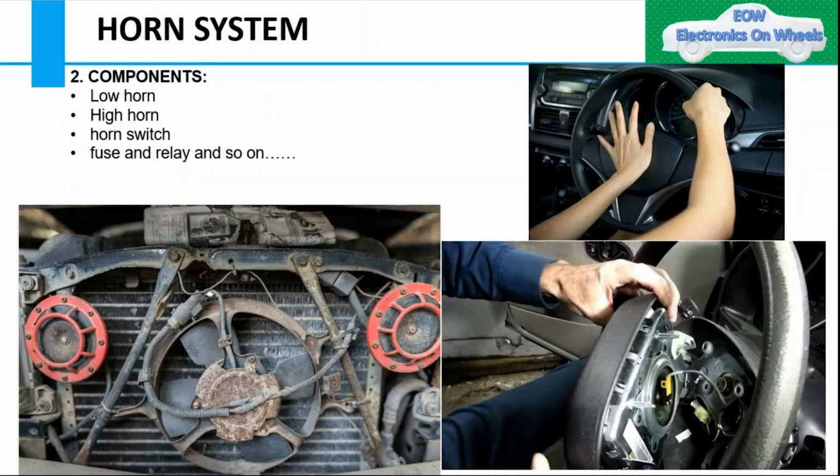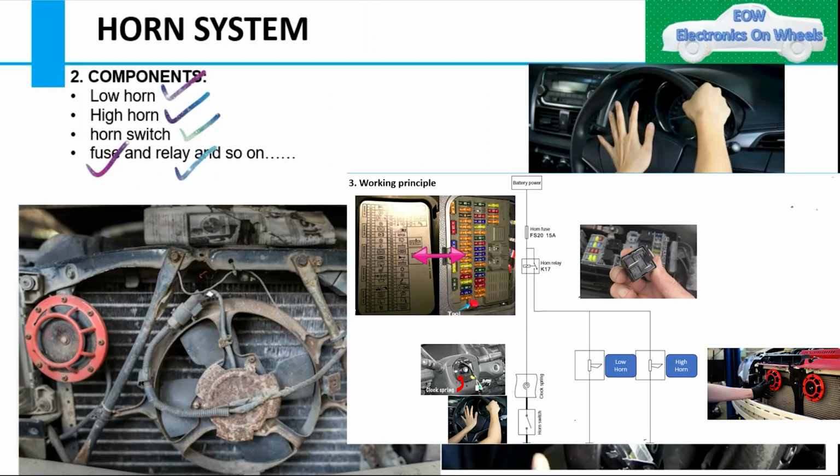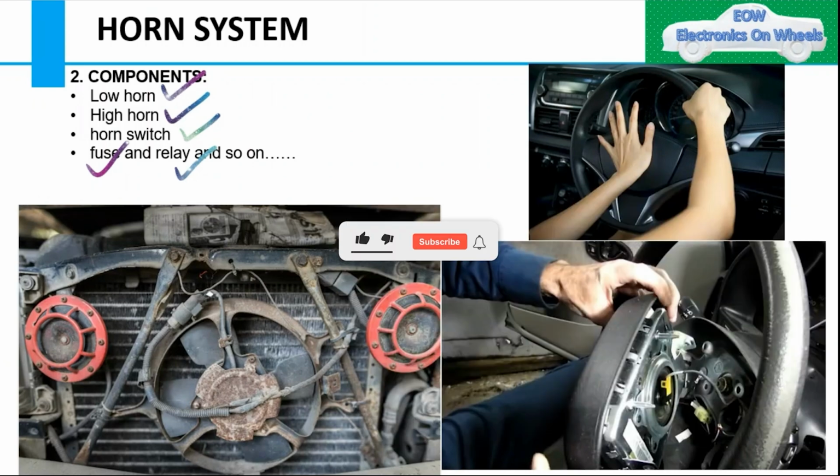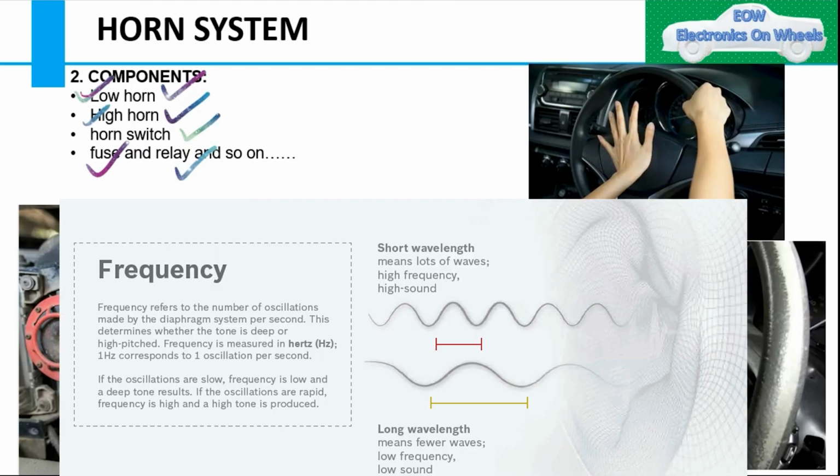So what are the components involved in the horn system? First are the low horn, high horn, horn switch, fuse, relay, and many other components like wires and terminals. The wiring harness is also one of the components of the horn system. What does it mean, high horn or low horn? A high-pitched horn has a shorter wavelength and higher frequency, resulting in a more piercing sound. On the other hand, a low-pitched horn has a longer wavelength and a lower frequency, producing a deeper and more resonant sound.